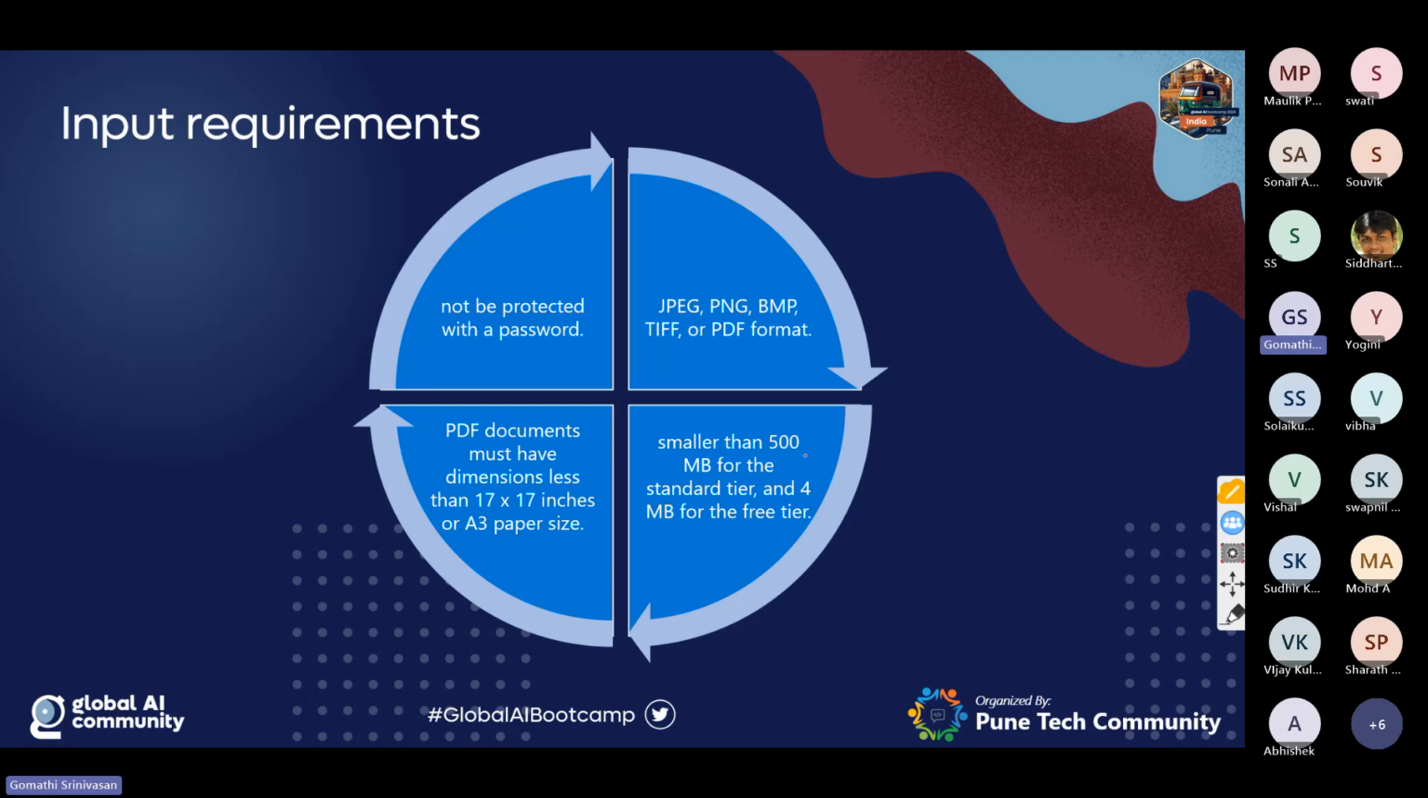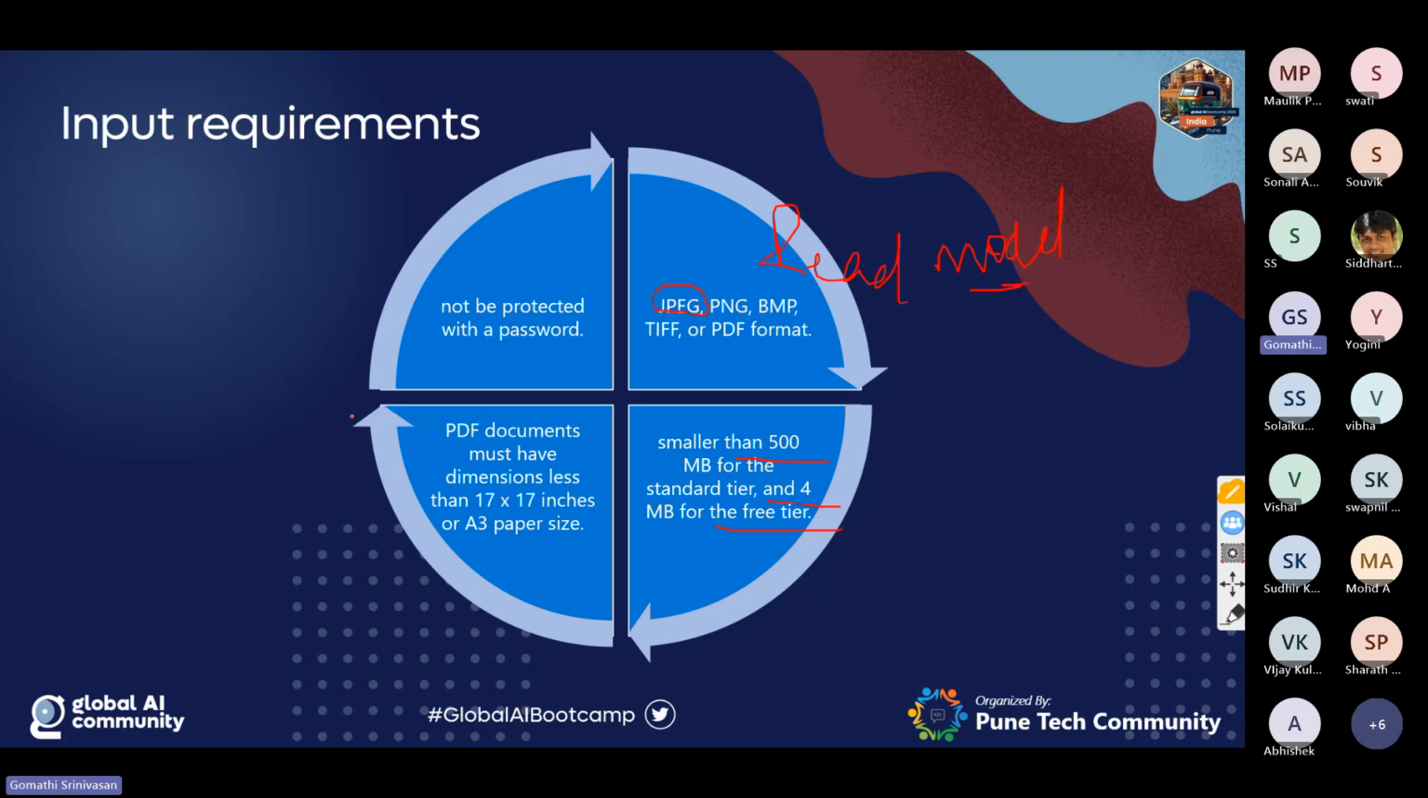And what are the input requirements? So if I wanted to utilize this, what is the requirement for that? The first one is the file must be either in a JPEG format, PNG, BMP, TIFF, or a PDF format. Additionally, the read model can accept Microsoft Office files. There is another model called read model, where you can insert the Microsoft Office files as well. So the file must be smaller than 500 MB for the standard tier. I'll be showing you the tiers in Azure, where you can find the file size, and 4 MB for the free tier.